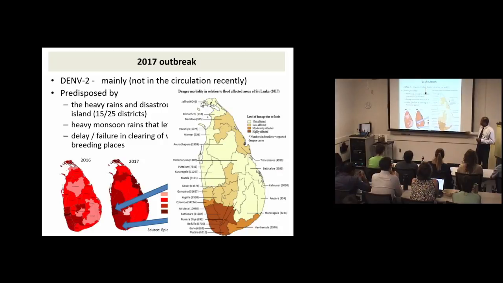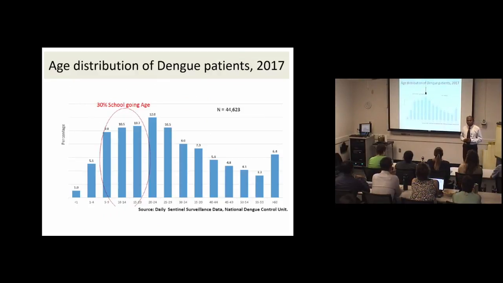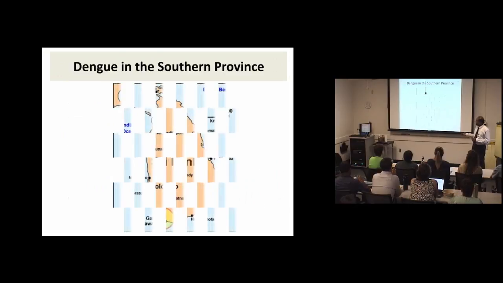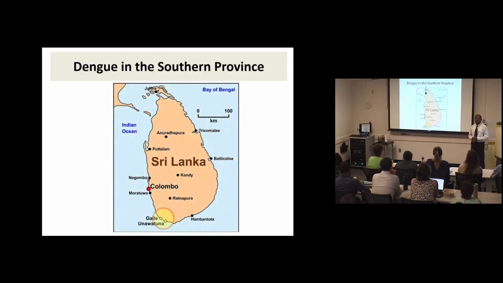About the heavy flooding, this diagram shows the flood affected areas in the country in 2017. So the highly affected areas usually represent a higher dengue burden. This slide shows the age distribution of the dengue patients, and in this outbreak, you can see 30% of patients are of school age. That's the situation in the country as a whole.